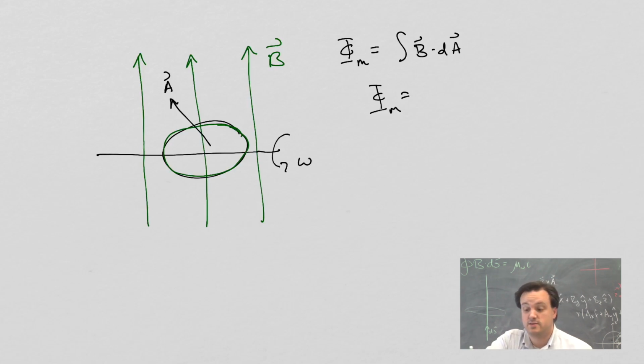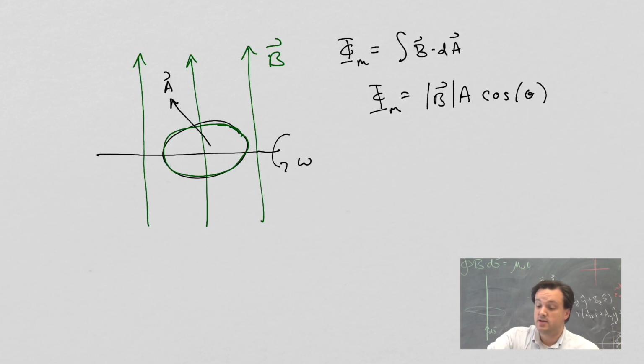So the only thing that's dynamic here is theta, which doesn't appear in the integral. So I'm going to end up with it being the magnitude of B times the area of the loop times the cosine of the angle between them. And now this can be kind of interesting if I go back to the left-hand side here, because theta, the angle between them, is parameterized by an angular velocity times time.